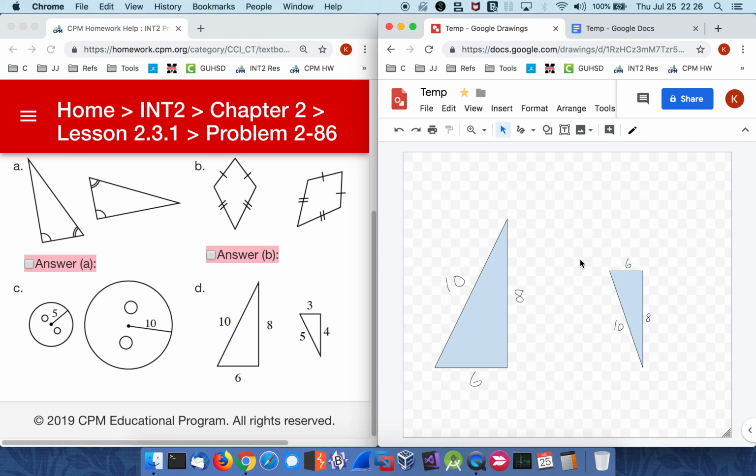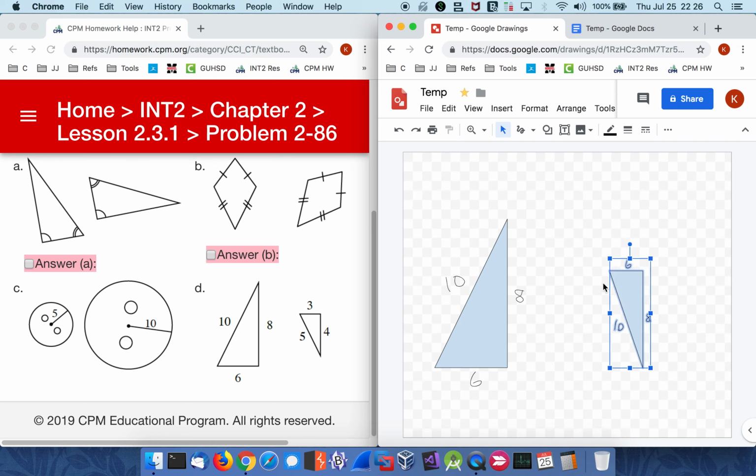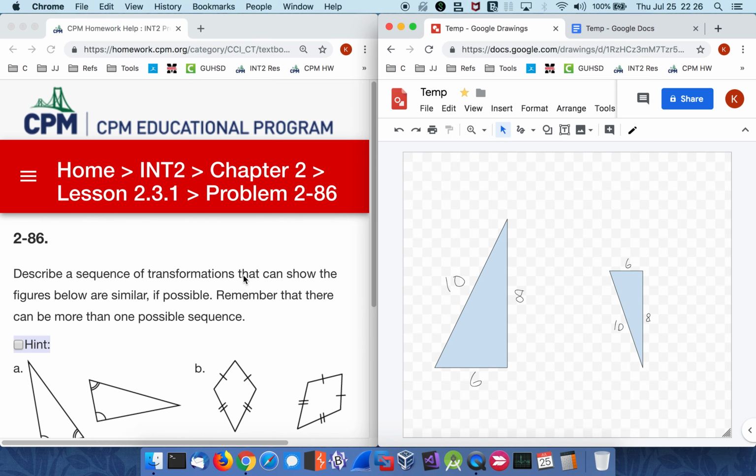Okay, so what did we do again? We did a scale, we did a reflection, and then we did a translation. Okay? Cool. Alright. Scale, reflect, translate. Alright, and that's the end of this one. Man, that was kind of easy. Alright, next one.